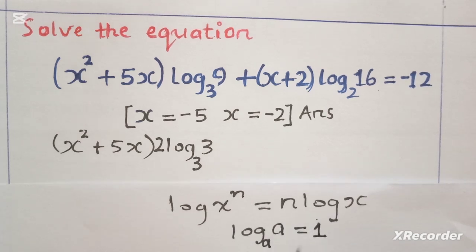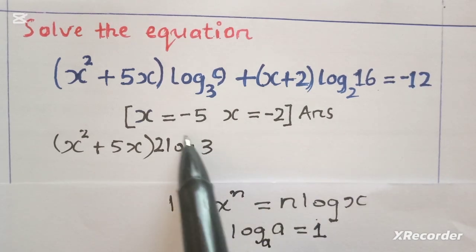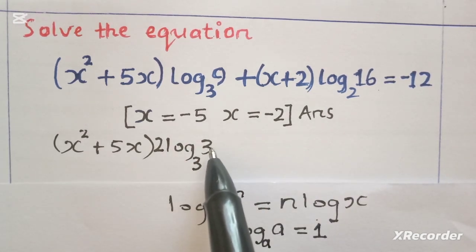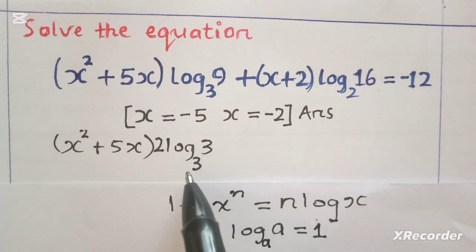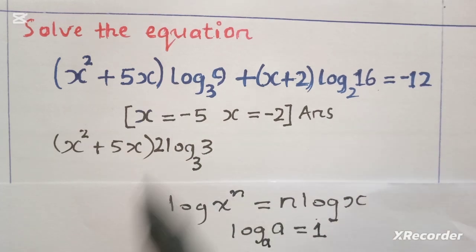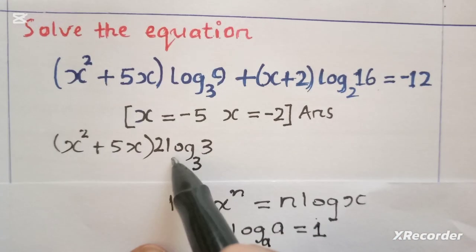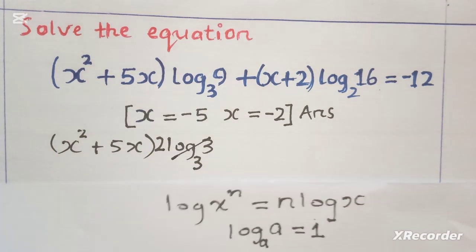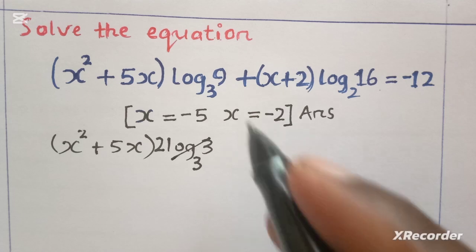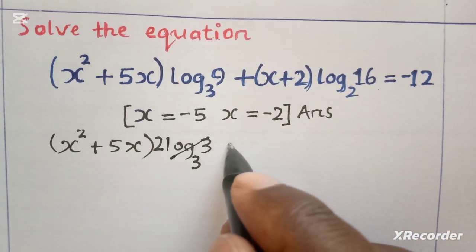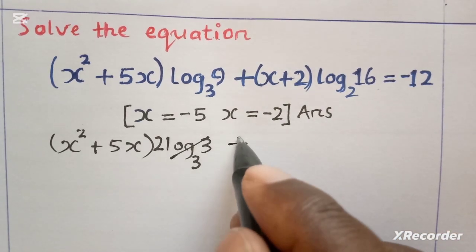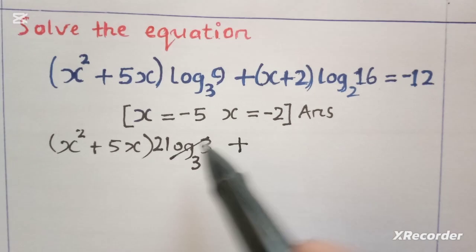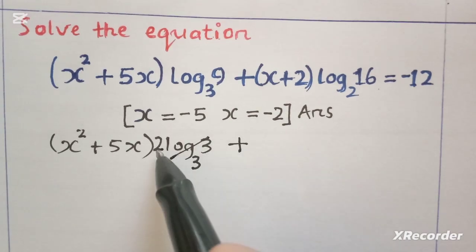And so guys, here the log of 3 to base 3 will become 1. And so guys, I can even cancel it right now, like that, because now it is going to be 1. Let's continue from there. Plus, of course, when I cancel everything except 2.